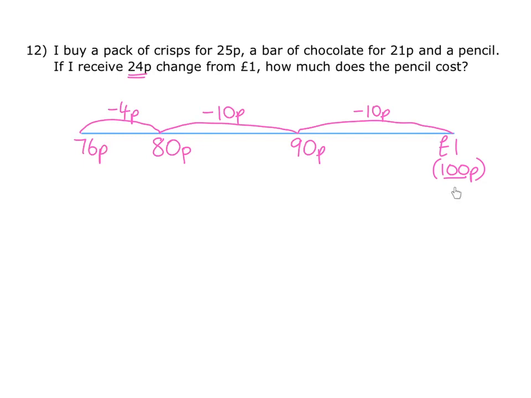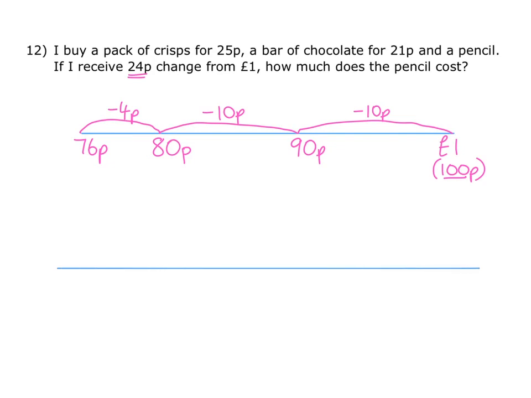So the £1 that we paid with, and the change that we received, which was 24 pence, means in total we must have paid 76 pence. We know that the cost of the chocolate bar and the crisps were 21 and 25 pence, so we can use another number line to help us now.